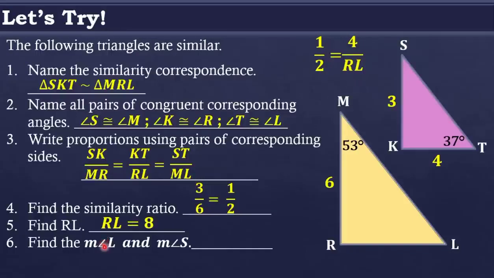And then, find the measure of angle L and the measure of angle S. So, let us find first the measure of angle L. Take note that your angle L here is congruent to angle T. So, therefore, if your angle T is 37, therefore, your angle L is also 37. And then, for angle S, your angle S is congruent to angle M. So, if your angle M is 53, therefore, your angle S also measures 53 degrees.